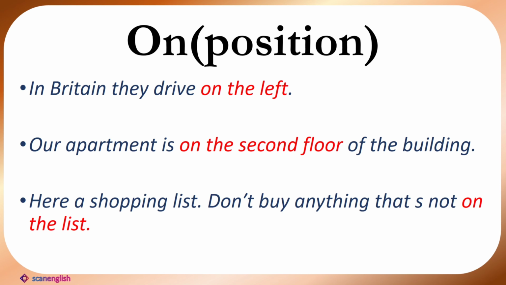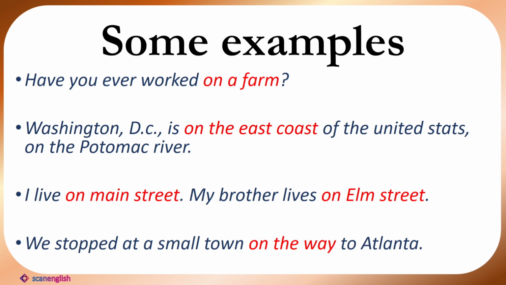On is used for position, too. In Britain they drive on the left. Our apartment is on the second floor of the building. Here is a shopping list. Don't buy anything that is not on the list. Have you ever worked on a farm? Washington, D.C., is on the east coast of the United States, on the Potomac River.